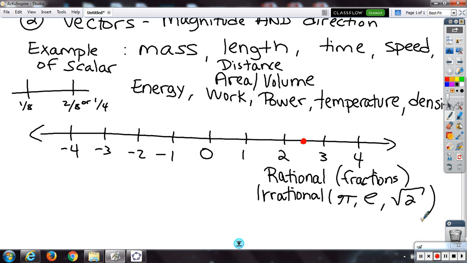So all the positive, negative integers, the rational and irrational numbers, all of these constitute a set which we call the real numbers.